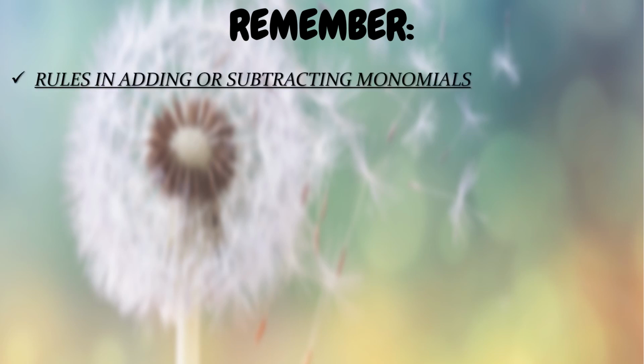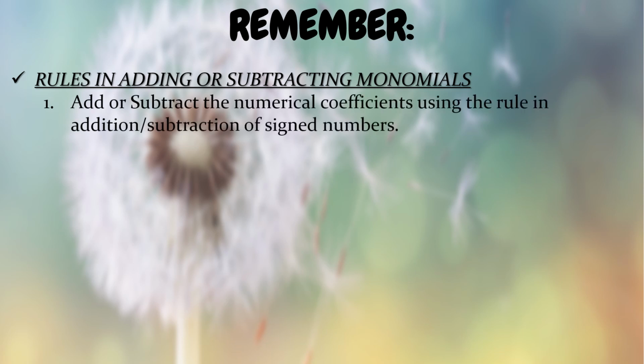So let us now summarize what we have learned about the addition and subtraction of polynomials. The rules in adding or subtracting monomial, first is to add or subtract the numerical coefficients using the rule in addition or subtraction of signed numbers. And second is bring down the similar literal coefficients. Remember, kapag sinabing numerical coefficients, iyon yung constant or number. Kapag naman sinabing literal coefficients, iyon yung variable o yung letter.